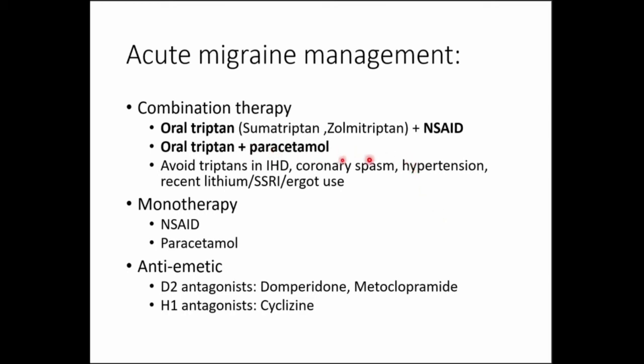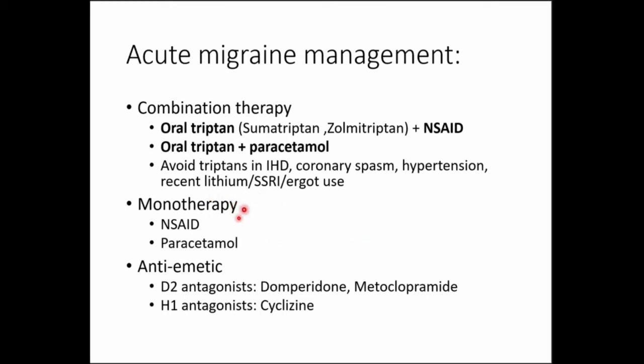Say for example, an NSAID you may prescribe would be something such as ibuprofen, say 400 to 600 milligrams for just one dose, and then the paracetamol could be say 1 gram for one dose. And then again, the monotherapy may be just ibuprofen or just paracetamol.